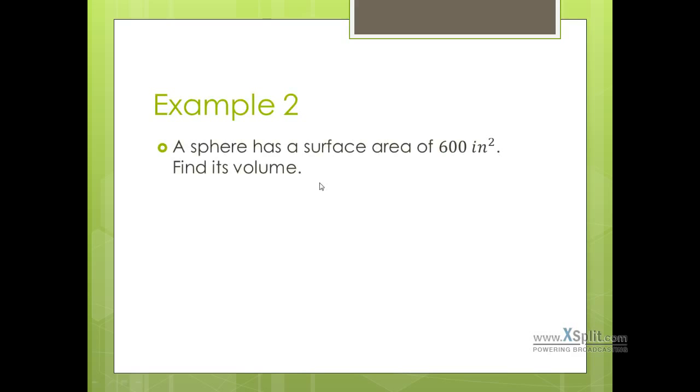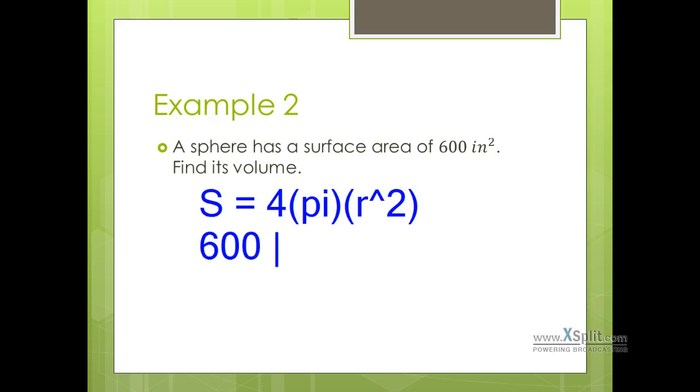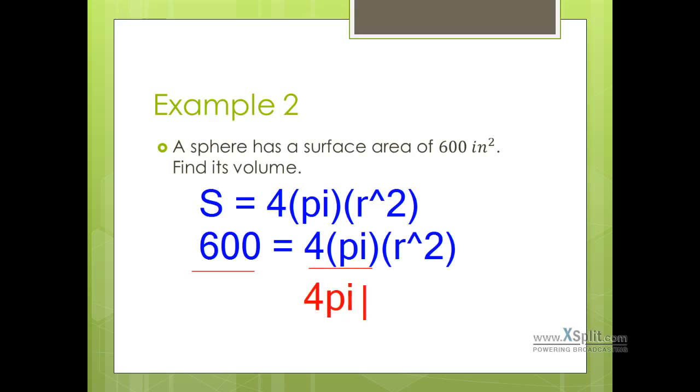If a sphere has a surface area of 600 square inches and we want to find its volume, that's completely possible to do. We're going to go ahead and write the surface area equation. Surface area is equal to 4 times pi times r squared. That's really 600 is equal to 4 times pi times r squared. We're trying to find r squared now, so I'm going to go ahead and divide both sides by 4 pi.